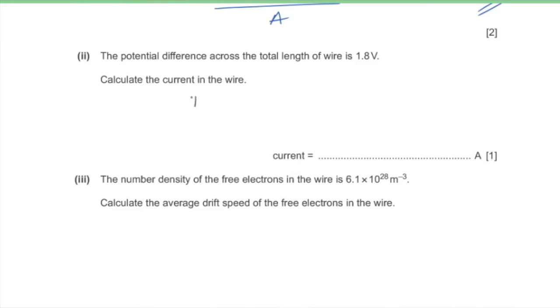Part 2, the potential difference across the total length of wire is 1.8 volts. Calculate the current. So current is equal to voltage divided by resistance, where voltage across the wire is 1.8 and resistance of wire is 3.4 ohms, and you get a current of 0.53 amperes.